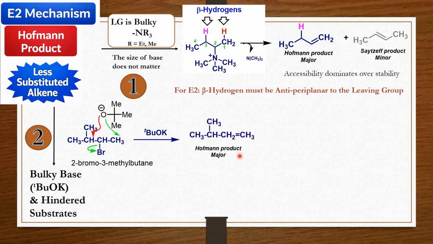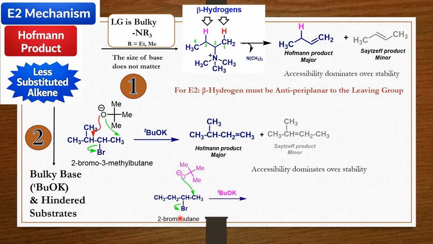Therefore, you will get the Hofmann product as a major product and Saytzeff will be the minor product. Now, if you decrease the steric crowding at this carbon, for example, if you make this kind of substrate in which you decrease the steric crowding at this position, what do you think? What could be the product? Still, you will get the Hofmann product as a major product because this base is highly hindered.